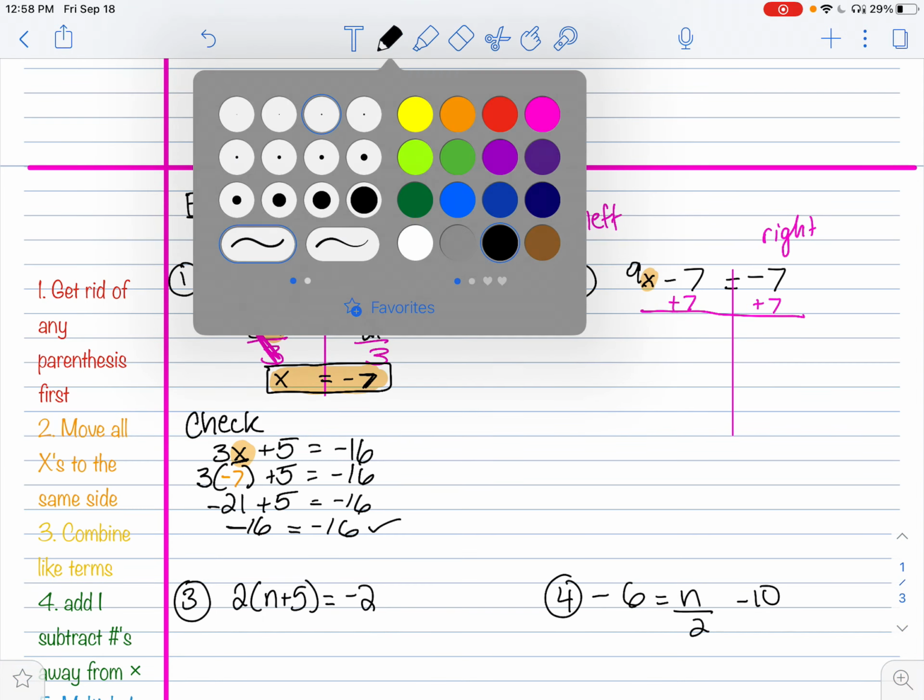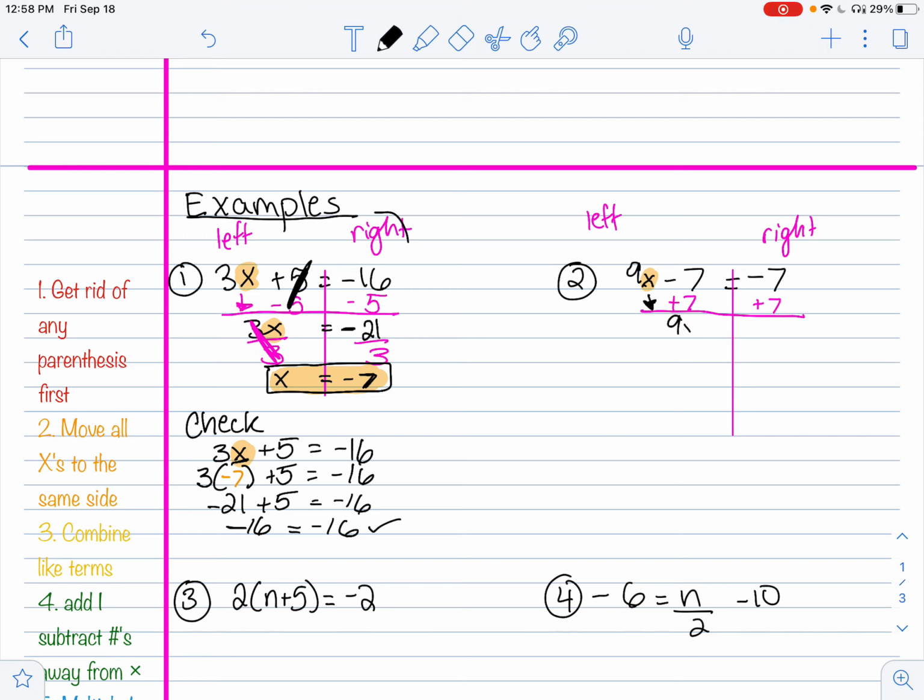So when I do that, I am left with 9x. It just gets dropped down to the next line. My 7's cancel each other out. And then on the other side, I have -7 and 7 again. These ones will not cancel out this time. These ones will give us a 0. On this side, we were left with a 0 as well, but we didn't necessarily have to write that because we had the 9x still left over. But on the right side, if we cancel out the -7's, we have to make sure that we put that 0 there, or else we'll be left with nothing on the right side and we can't continue to solve that equation.